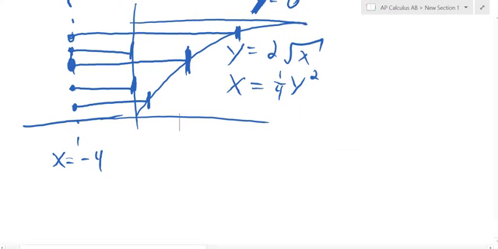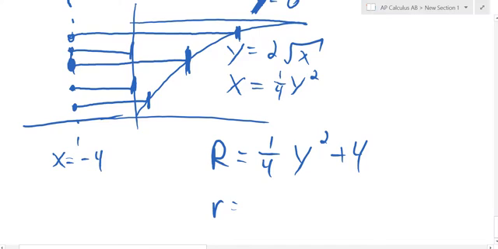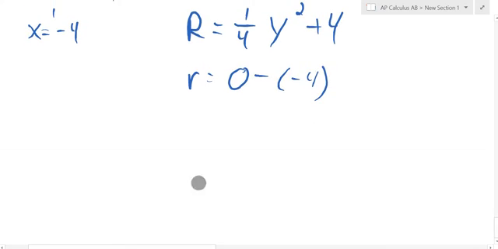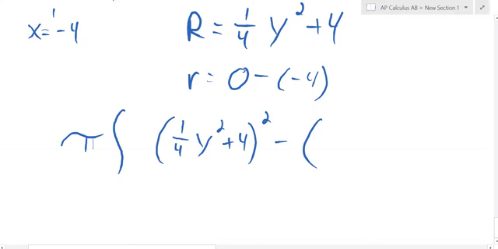But either way, what is big R going to be here? 1/4 y squared minus -4, which is +4. Is that okay? What would we do for little r? Our little radius isn't hitting y equals 6, it's hitting this right here. What line is that? It's the y-axis, but what's the equation of it? That's x equals 0. Yeah? So little r is 0 minus -4. That's the right side minus the left side, which is just 4. And then all we're going to do is drop these into that formula, which is pi times the integral. Big R squared is 1/4 y squared plus 4, squared, minus little r squared, that's just 4 squared, and dy is the thickness of them all.